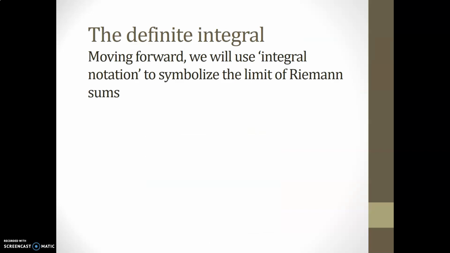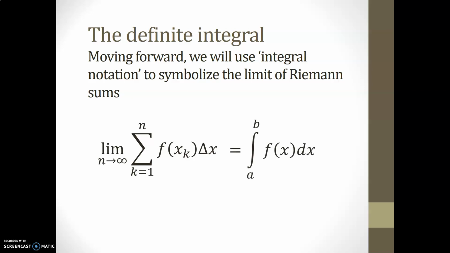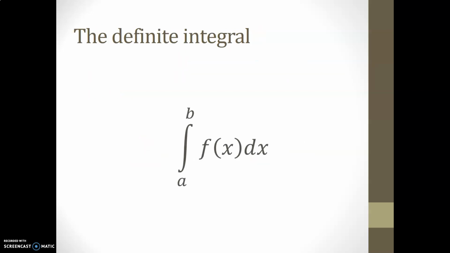Moving forward, we're going to use integral notation to symbolize the limit of Riemann sums. So for now, we have been writing the limit as n goes to infinity of the sum of f of x_k delta x to represent the area between the function and the x-axis within bounds a to b. In the future, we're going to replace that by this elongated s symbol with bounds a to b, f of x, and dx. That's what we call a definite integral. The symbol, the elongated s, is called the integration symbol. It's a sum, essentially.